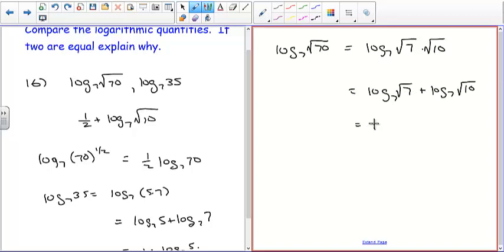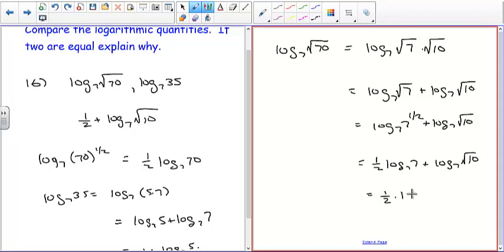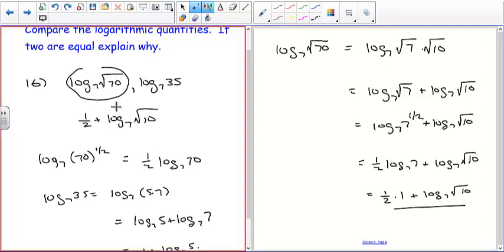But the square root of 7 is 7 to the 1/2 power, so you could bring the 1/2 out front. So you'd have 1/2 log base 7 of 7 plus log base 7 of the square root of 10. And the log base 7 of 7 is 1. So you get 1/2 times 1 plus log base 7 of the square root of 10, which turns out these are the same thing.